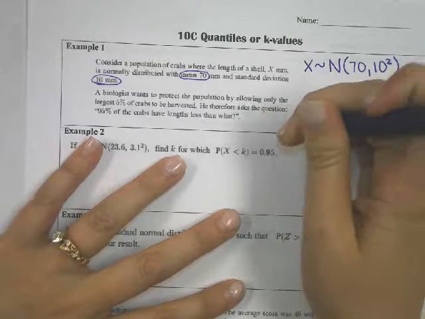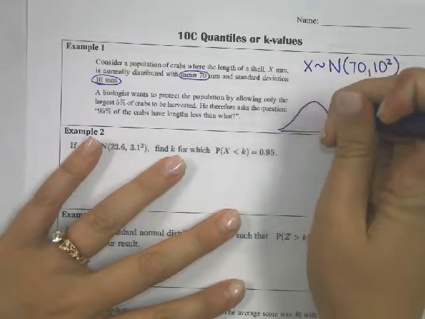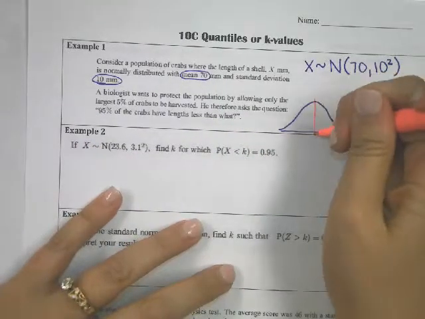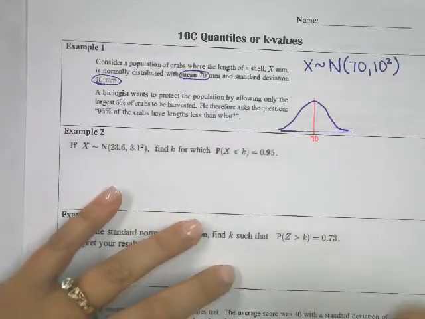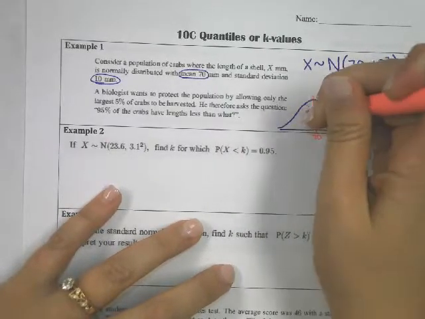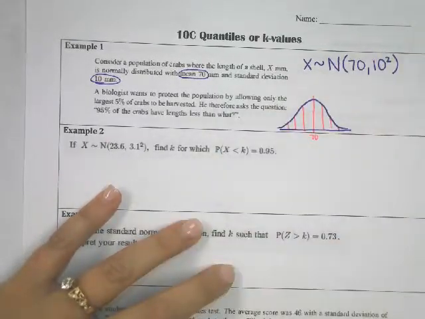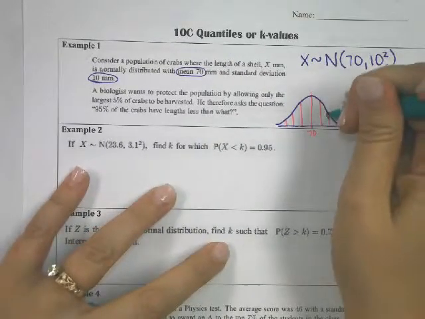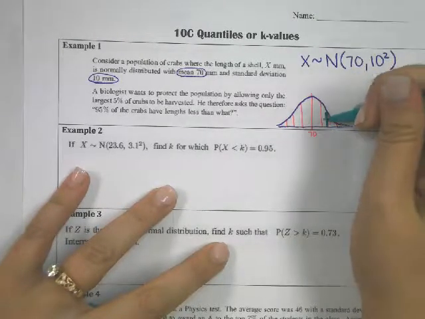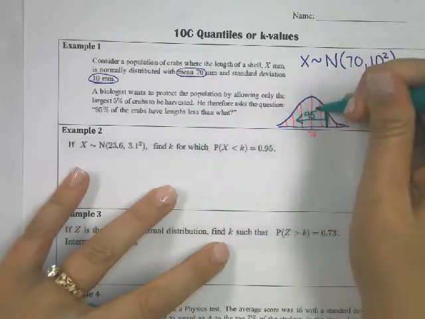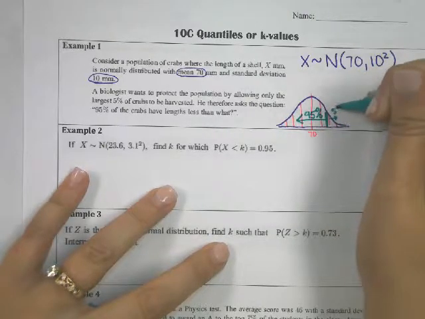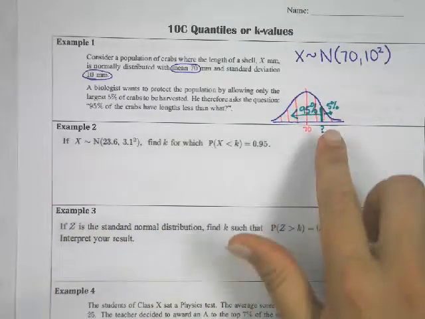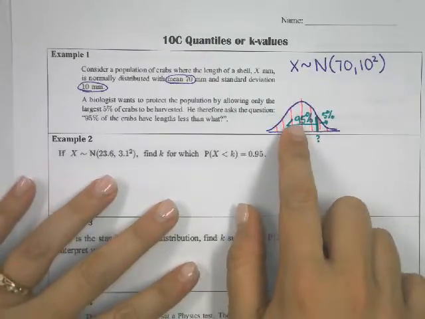So it's normally distributed. So to kind of get a visual of what's going on, we have a bell-shaped curve. Our central number is our mean, and so 70 millimeters for the crabs. And then standard deviation of 10, so it would go up by 10s and then down by 10s. At some point along here, it's probably up here pretty far. At some point, I don't really know where, 95% of our data is smaller than, and 5% is bigger than this shell length.